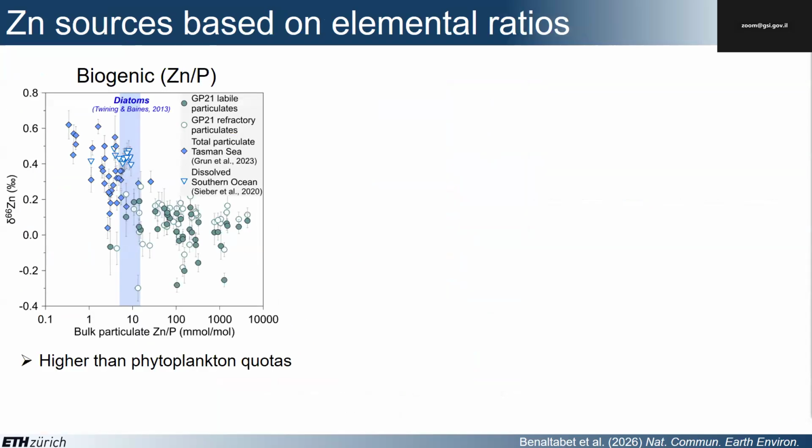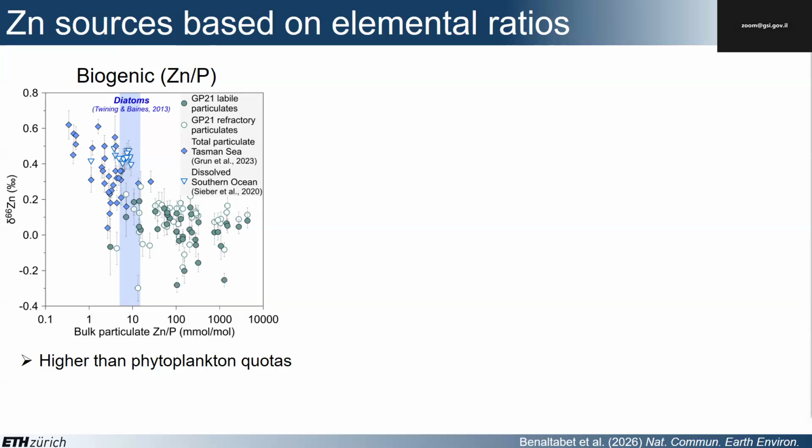The other tracers we tested are elemental ratios. We can measure all kinds of concentrations in marine particles, and we can use different elemental ratios to characterize different sources and processes. For example, a very popular one is comparing metal concentrations to phosphorus. And this can tell us about the biogenic origin of different particles.